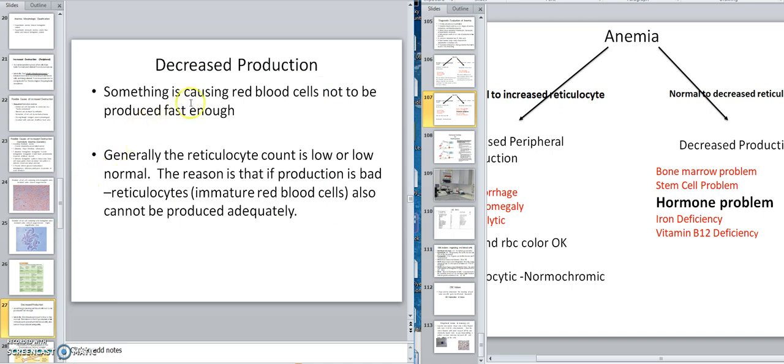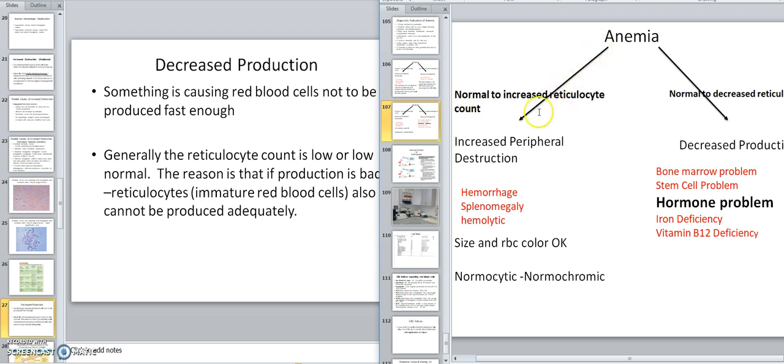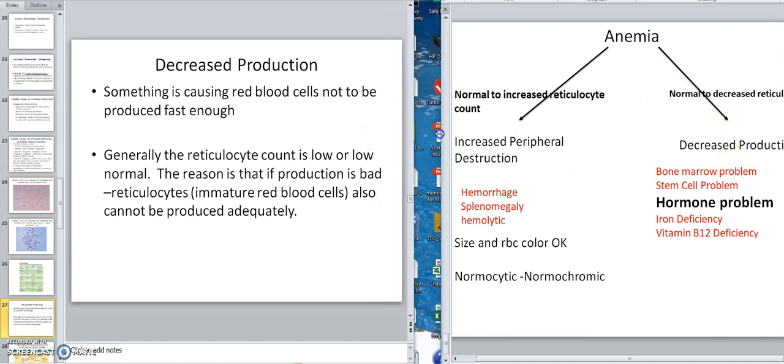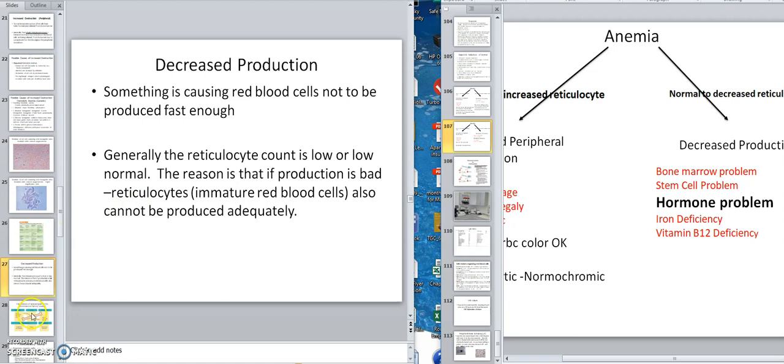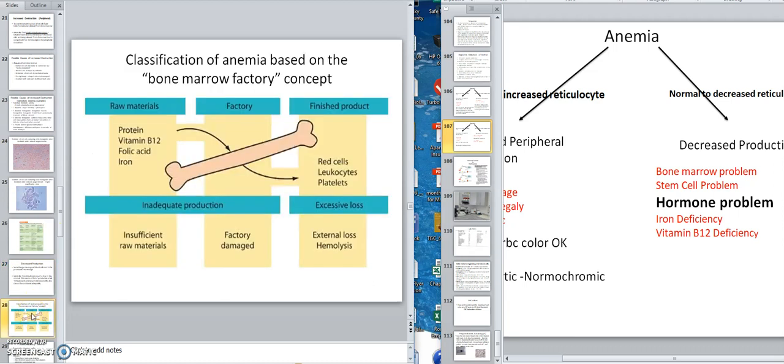Okay. Decreased production. Something causing red blood cells not to be produced fast enough. Generally, the red blood cell count is low or low normal. The reason is that if production is bad, reticulocytes also cannot be produced. So, see, we're back over here again. Increased reticulocyte count if peripheral destruction. And over here on that one there. Okay. So here's kind of a little scheme to look at it.